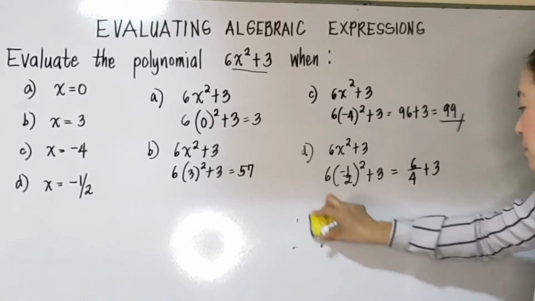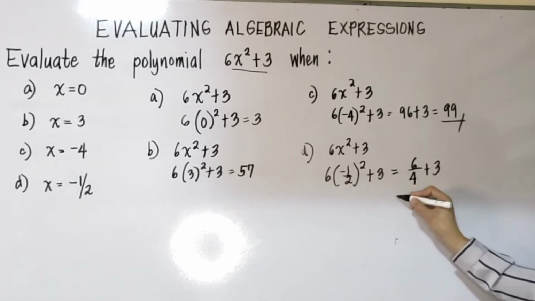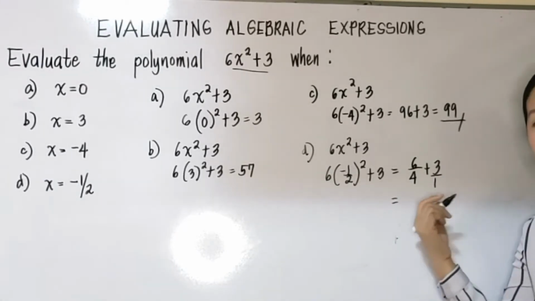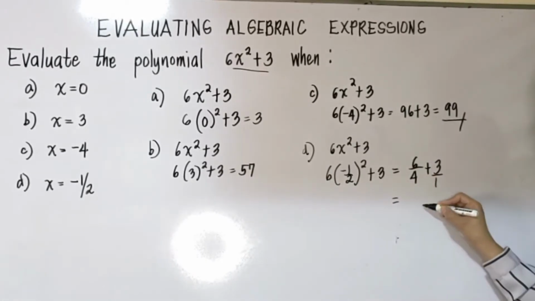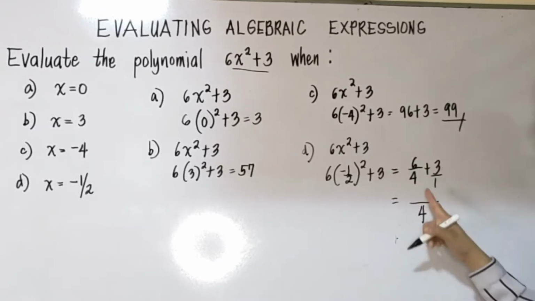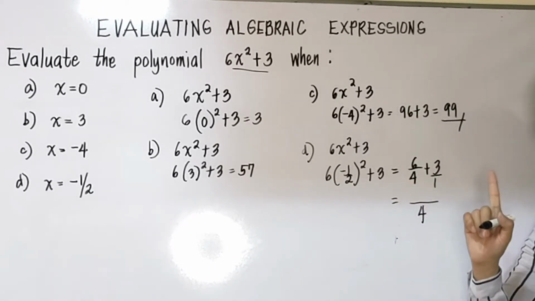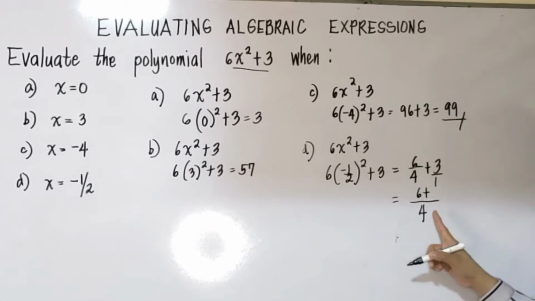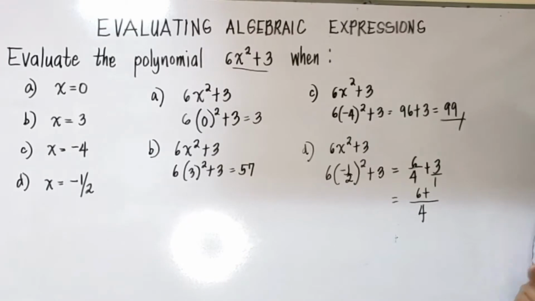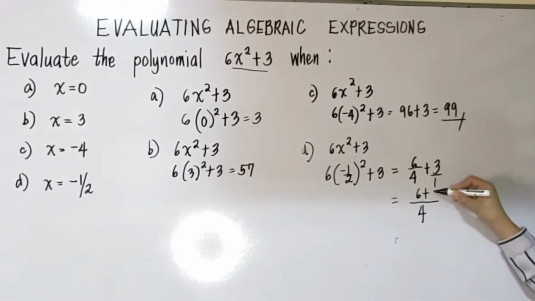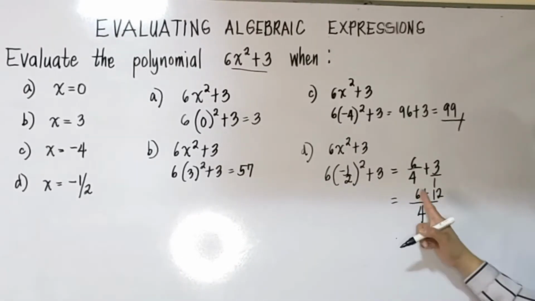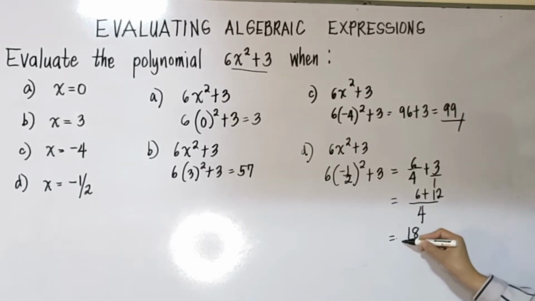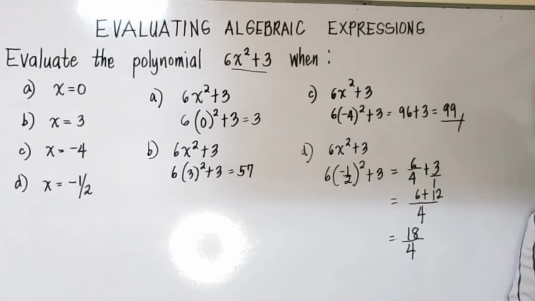Tingnan natin. So, let us get the LCD here. The denominator of 3 is 1 because that is a whole number. So, 4 is the LCD. 4 divided by 4 is 1 times 6 is 6, plus 4 divided by 1 is 4 times 3 is 12. So, meron ka ng 6 plus 12, that is equal to 18 over 4.